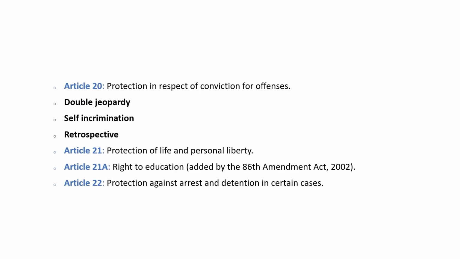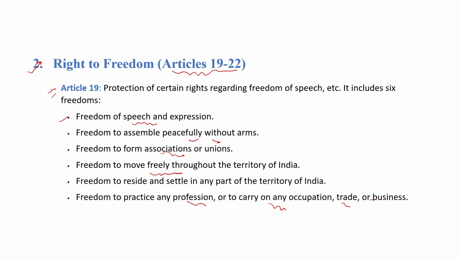Clear? Article 20. Article 19 is the article which can be abolished during the time of emergency. If there is a national emergency situation in India, then Parliament under Article 358 can suspend the right to freedom suddenly. And which article will be suspended first? Article 19. So Article 19 is the article which can be suspended during a national emergency in India.